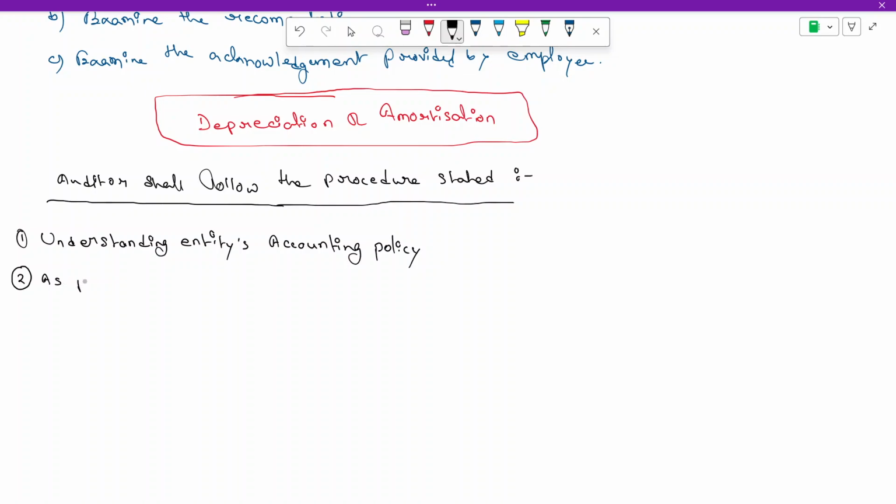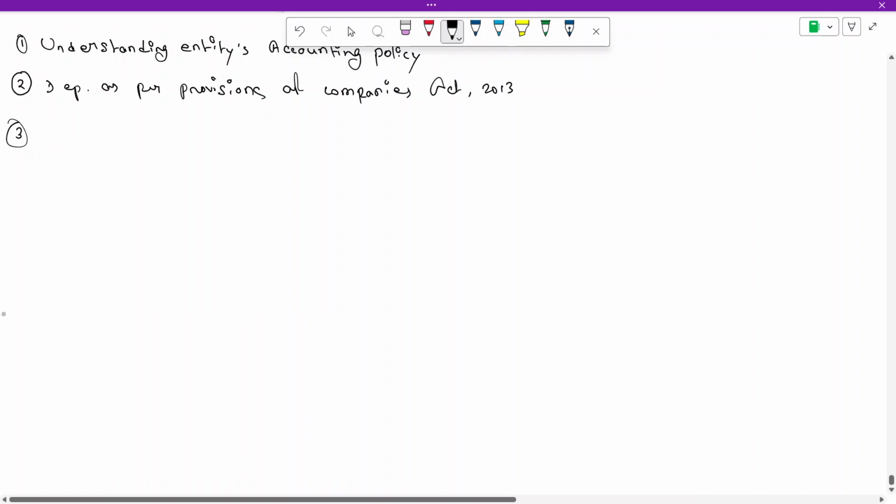Depreciation should be as per provisions of Companies Act 2013. Ensure compliance of AS10.